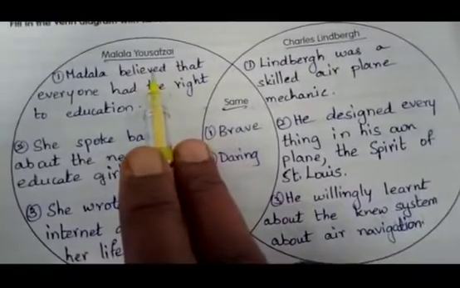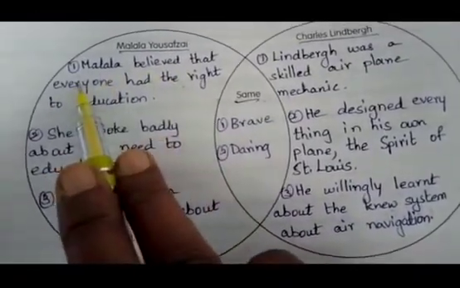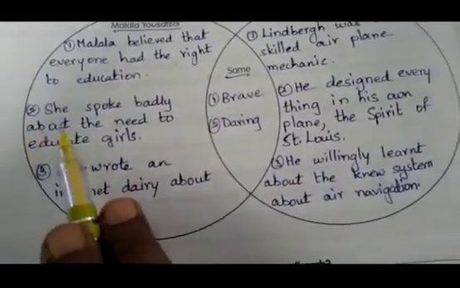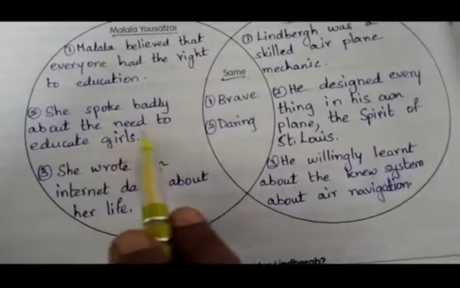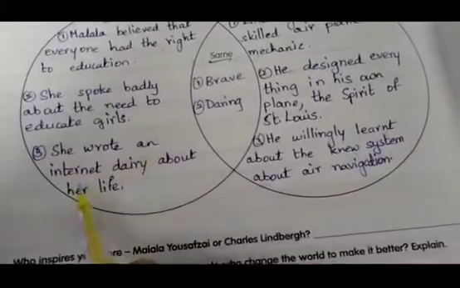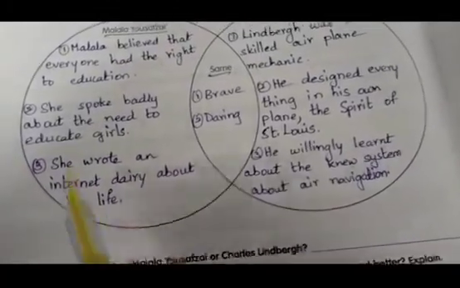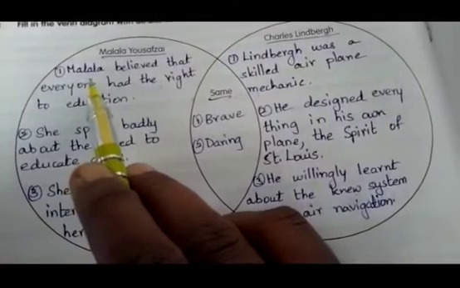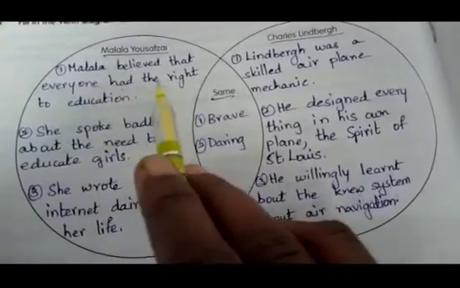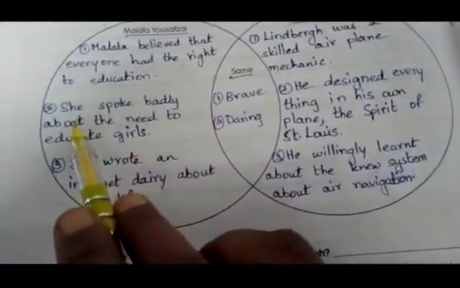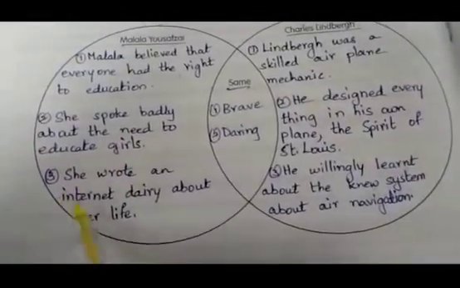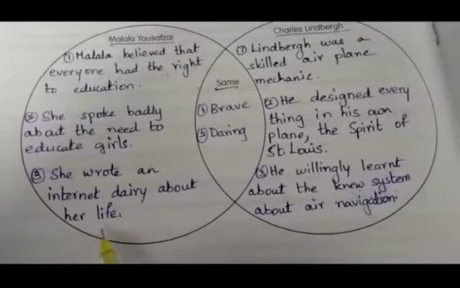I'll first read out about Malala Yousafzai. First point, Malala believed that everyone had the right to education. Second point, she spoke badly about the need to educate girls. Third point, she wrote an internet diary about her life. Once again I am reading, check the Malala Yousafzai points.